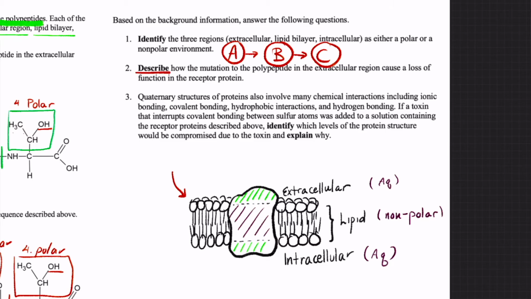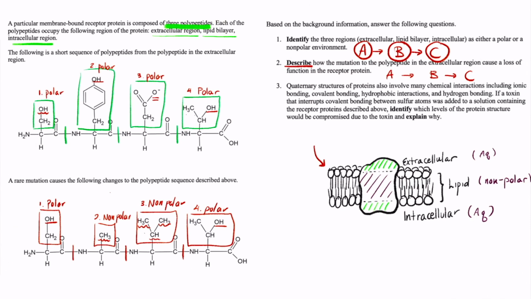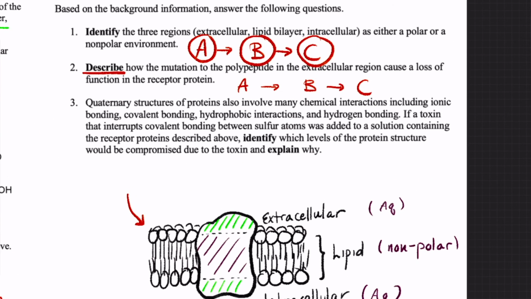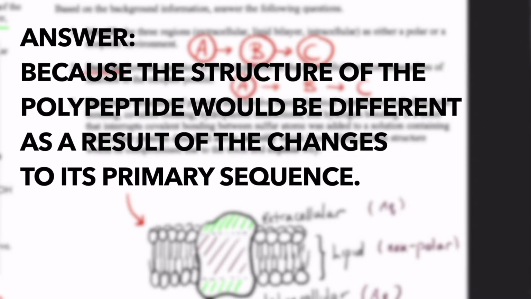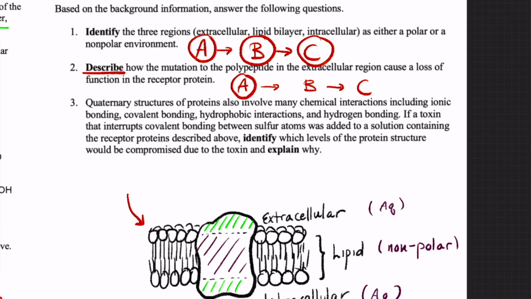Now, because it says describe, what we need to do is, again, follow that A, B, C methodology, keeping in mind what's happening here with these mutations that cause nonpolar amino acids to take the place of the original polar amino acids. So here is the most direct answer. The mutation to the polypeptide, which resulted in two nonpolar amino acids taking the place of two polar amino acids, would cause a loss of function in the receptor protein because the structure of the polypeptide would be different as a result of the changes to its primary sequence. Okay, so that is the most direct answer.